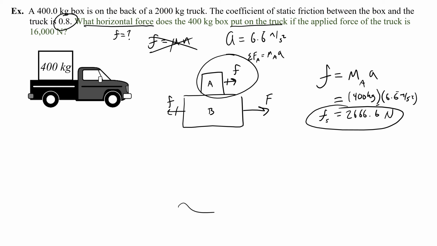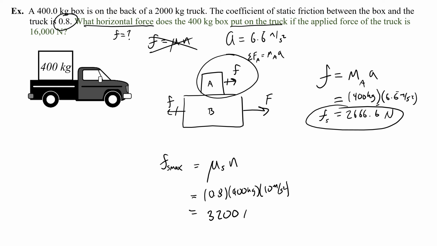The reason we had to find the force of friction this way is that if we instead used the coefficient of friction, mu s, times the normal force, what we would be finding is the maximum static friction. If I calculate that real quick, mu s is 0.8. The normal force of the box is 400 kilograms times 10 meters per second squared. So 0.8 times 4,000 is 3,200 newtons.